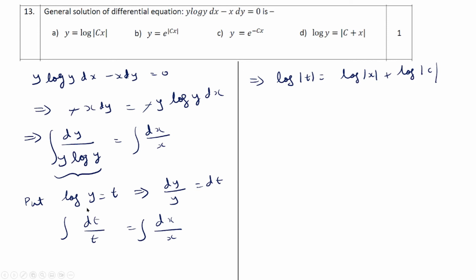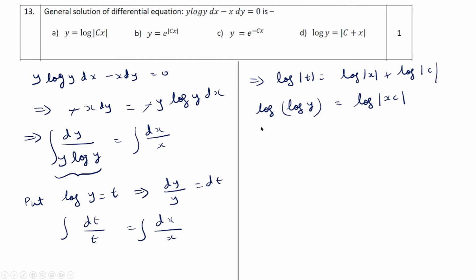We have taken as log y. So it is log of log y equal to, here it is of the form log a plus log b, it is log ab. So here log x plus log c is log mod xc. Here we have log of log y equal to log mod xc.